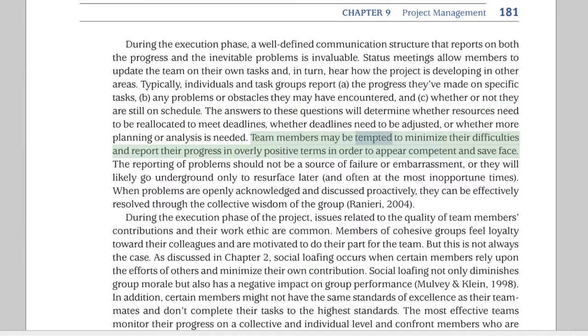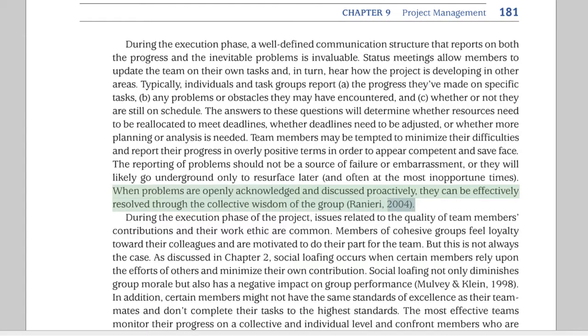Team members may be tempted to minimize their difficulties and report their progress in overly positive terms in order to appear competent and save face. The reporting of problems should not be a source of failure or embarrassment, or they will likely go underground only to resurface later, and often at the most inopportune times. When problems are openly acknowledged and discussed proactively, they can be effectively resolved through the collective wisdom of the group. Ranieri, 2004.